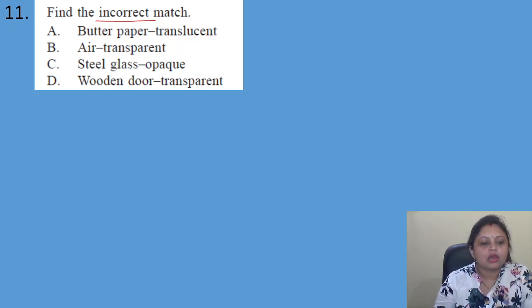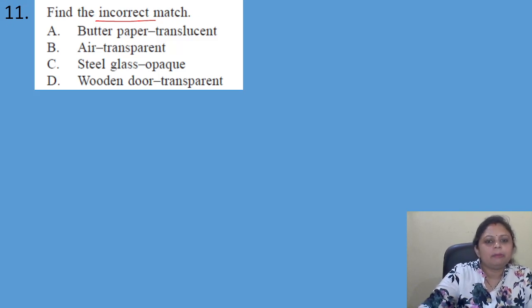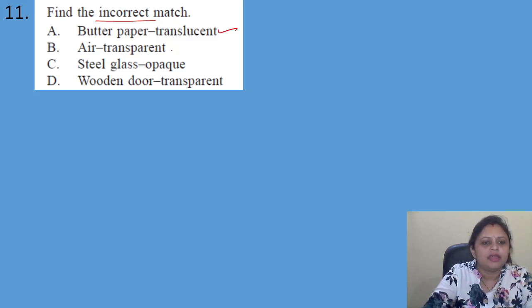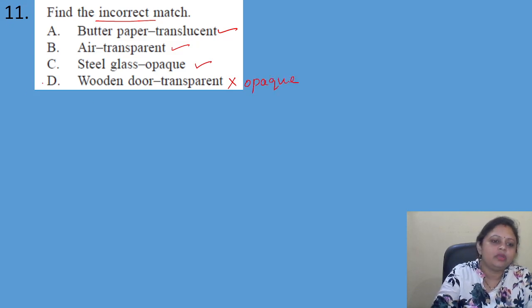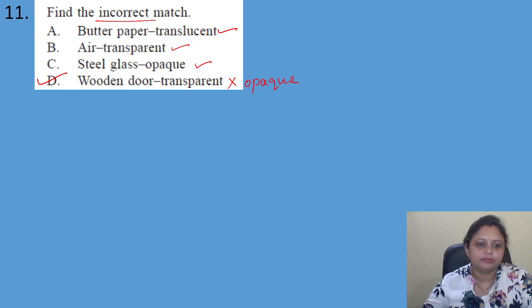Okay, so now butter paper translucent, yes, this one is correct. Air transparent, yes, correct. Steel glass opaque, yes, correct. Wooden door transparent, no, wooden door is opaque. Okay, so D is the correct answer.